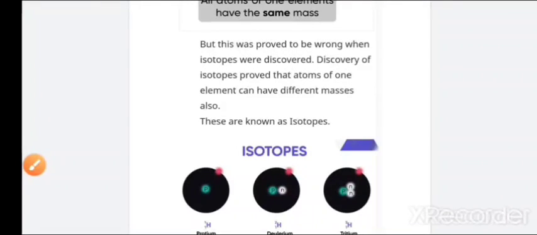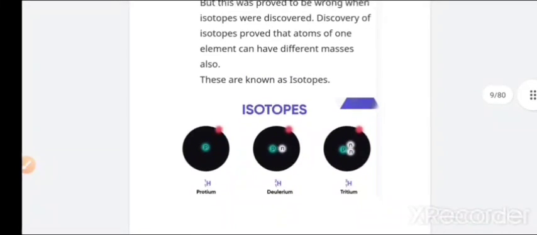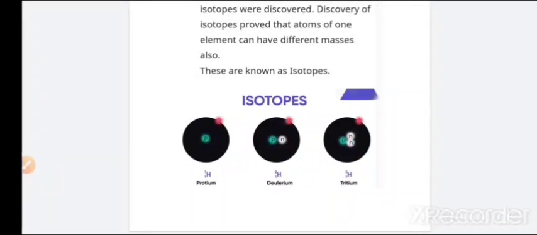The discovery of isotopes proved that atoms of one element can have different masses also. Okay, let's consider the isotopes of hydrogen. Hydrogen has three isotopes: protium, deuterium, and tritium. Protium is written as H 1 1, deuterium H 1 2, and tritium H 1 3. That means the subscript 1 in protium, deuterium, tritium is the atomic number, and the superscripts 1, 2, 3 are known as their mass numbers.